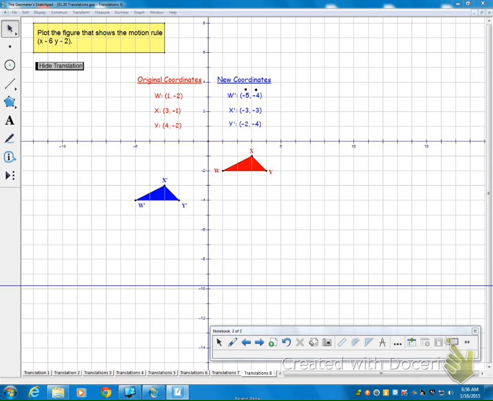So that's basically a rundown on our translations. The motion rule is going to tell us how our shape moves, talking about individual coordinates, but it's basically telling you, are you moving left to right and up and down. Okay?